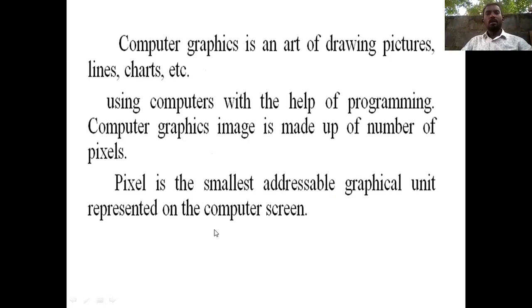Computer graphics is an art of drawing pictures, lines, and charts. Using the computer with the help of programming, a computer graphics image is made of a number of pixels. What is meant by a pixel? A pixel is the smallest addressable graphical unit represented on the computer screen.